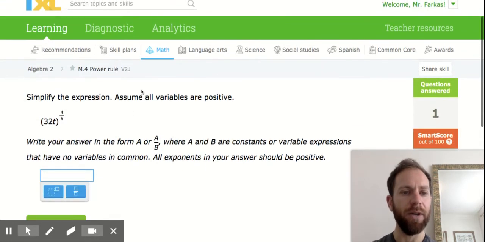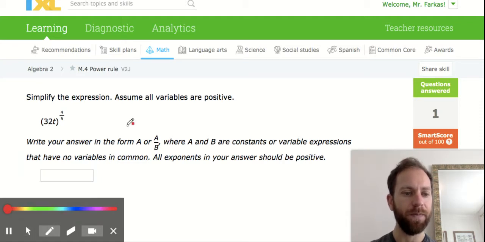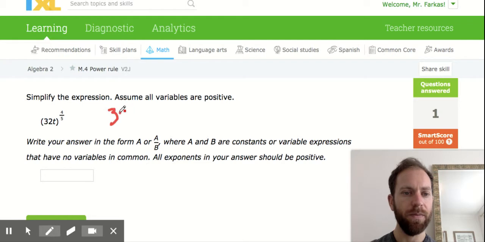All right, let's think about how we can rewrite this. Remember, we can distribute this. So this is like writing out 32 to the power of 4/5, which is the index of 5. And then we're going to take our answer and we're going to put it to the 4th power, right? And then the t is going to be also to the power of 4/5.